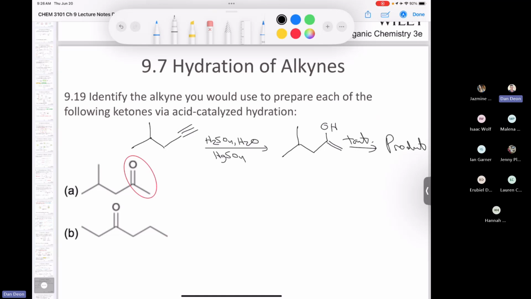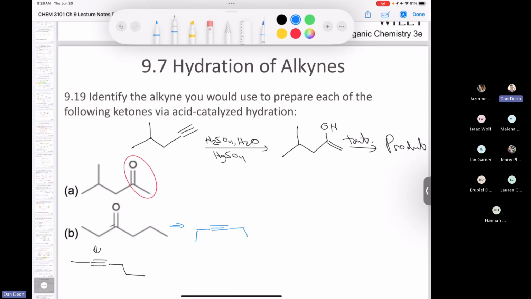The next one is a little bit trickier because you see that this is internal. We don't have a methyl ketone. We have an ethyl group on one side of the carbonyl and a propyl group on the other. So there's actually two possibilities here. You could have the triple bond coming from here, so in that case, you'd end up with this alkyne in our retrosynthesis. Or if you had the triple bond here, then it would come from this alkyne. So which one of these is going to be correct? Because there's only one correct answer here.